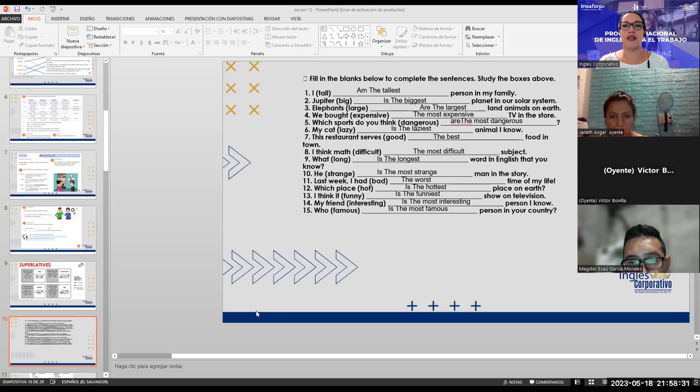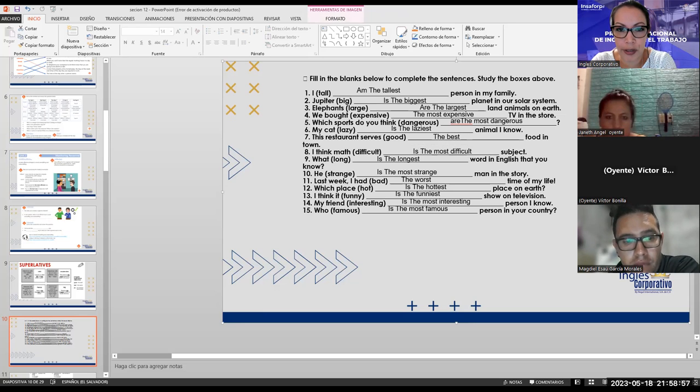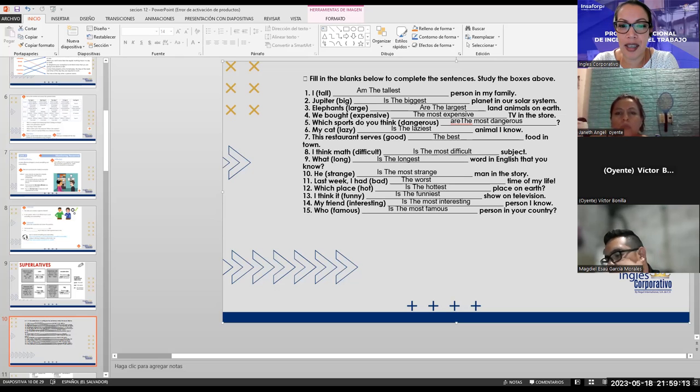Good. This restaurant serves the best food in town. Number 8. I think math is the most difficult subject. Ahí le faltó el is, nada más. What is the longest word in English that you know? He is the most strange man in the story. Last week I had the worst, that is irregular, the worst time in my life. Which place is the hottest place on earth? Excellent. I think it is the funniest show on television.